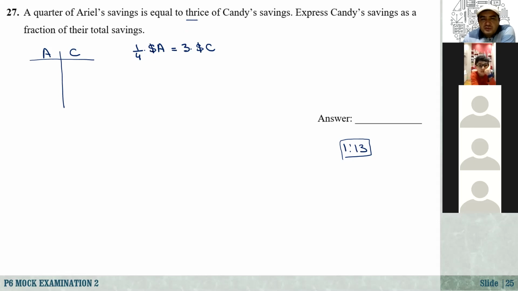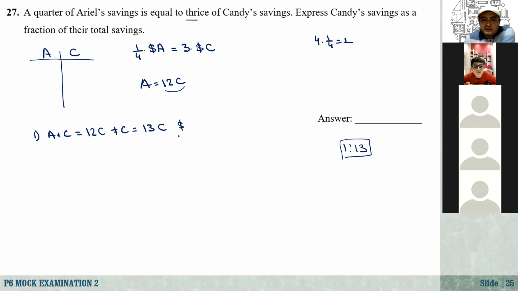Now, if you multiply both sides by 4, what do we get here? After the equation, we don't have to write the dollar signs. Here we have A, 4 times 1 over 4, which is equal to 1. 4 times 3, here we have 12 times C, right? So together, how much do they have? Together, A plus C. What is A? A equals 12C, plus C. Together, they have $13C.